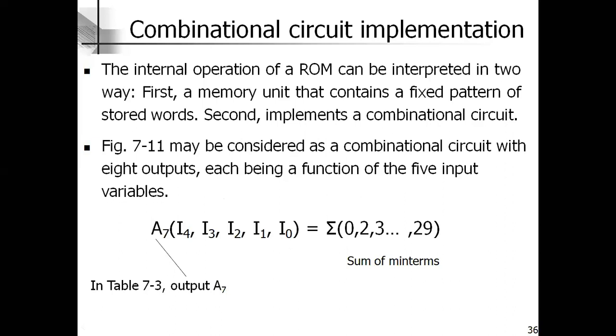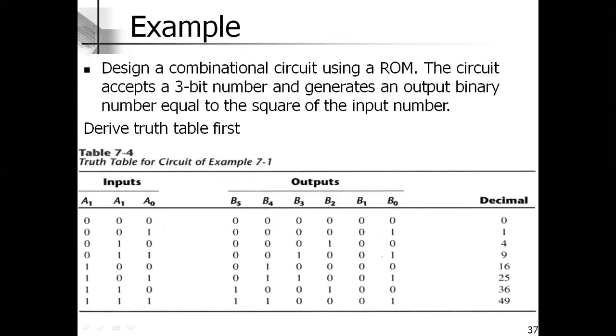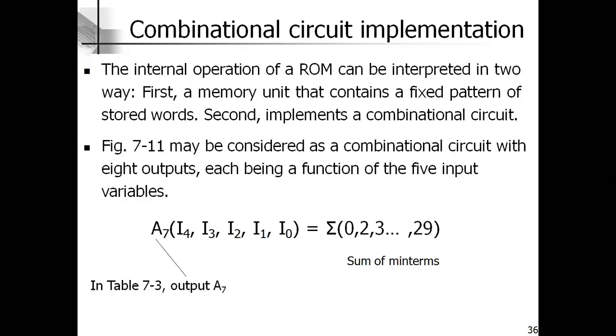Here we say there are two interpretations. One is you have to implement the combinational circuit. Another one is you have to fix the pattern of stored words. So what do you want to store? For example, here we take output A7. In that you have to connect it 0, 2, 3 and so on, 29. So for this you have to construct it from these combinational circuits. This means how you have to connect it.